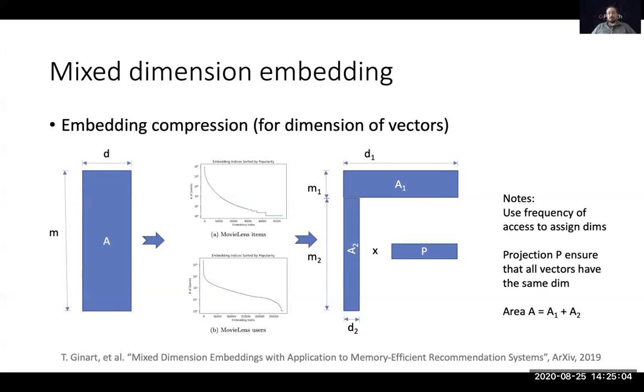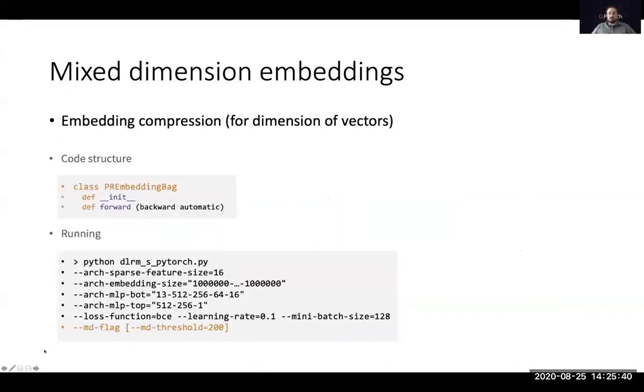And given that they show up in the training data set a lot, we should assign more parameters to them, learn them really well, and the movies that we see very rarely are perhaps less important, and we can represent them with fewer parameters, a much smaller number of parameters per vector, and then use a joint projection to scale this small dimension to a larger dimension so that we are able to interact the vectors in the same way afterwards. This is a technique that we have published on arXiv as well and is also available within DLRM.